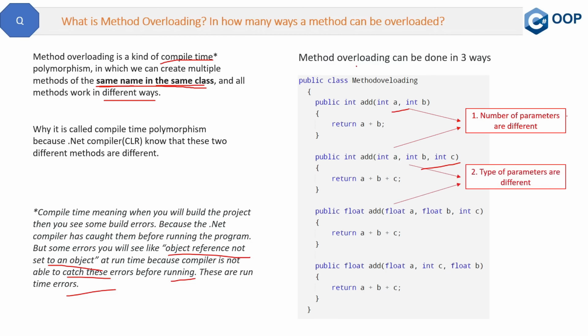Second is type of parameter is different, and again the method name is same. See, the second method has parameters of int type, int a, int b and int c, and the third method has the same name but the types are different. So this is the second way of doing the overloading. Third and the last type is the order of parameters are different. See, the last two methods, float a, float b, int c, and the order is different here, float a, int c, float b. So this is the third way of method overloading.